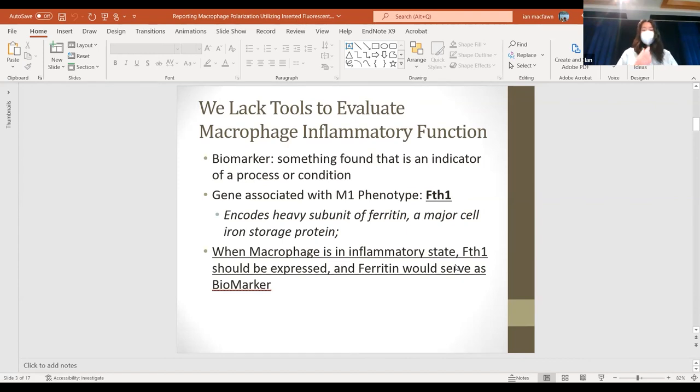But what we do know is there are biomarkers, which, to put it simply, is something found that is an indicator of a process or condition. In this case, the condition we're focusing on is the M1 state, which is the inflammatory state. So this can be certain molecules that can be found at certain times.